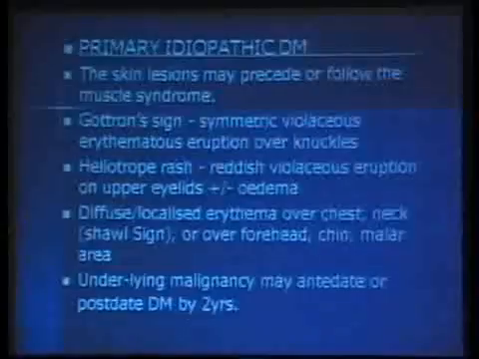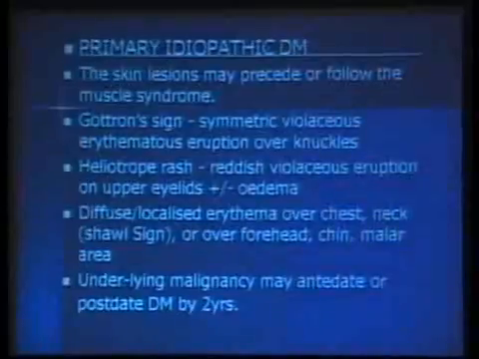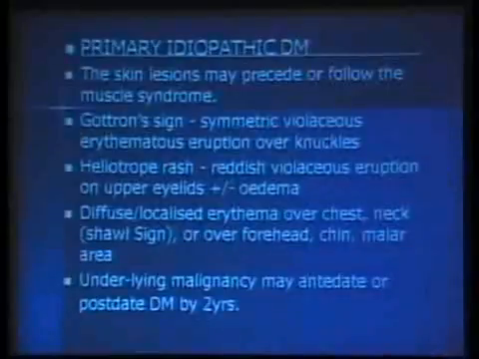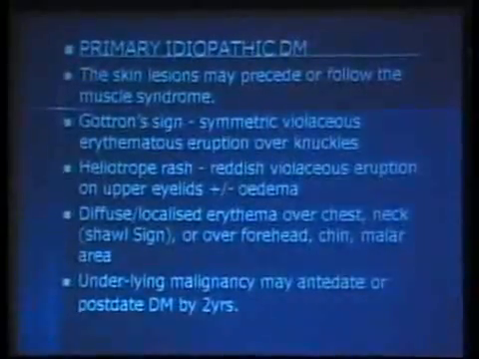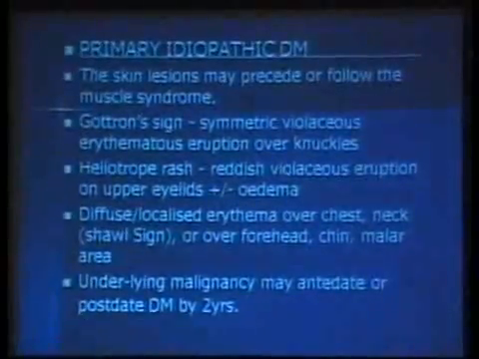Then we have the primary idiopathic dermatomyositis, in which we do have whatever I've talked about before, mainly proximal muscle weakness, along with typical skin lesions present. And these are the Gottron signs, the heliotrope rash. There is diffuse localized erythema present over the chest and the neck, which is called the shawl sign, or there may even be some pigmentation present on the forehead, the chin, the malar areas, and this is dreaded because there are underlying malignancies which may antedate or postdate dermatomyositis by about 2 to 3 years.